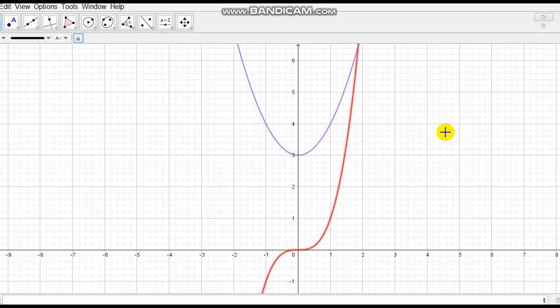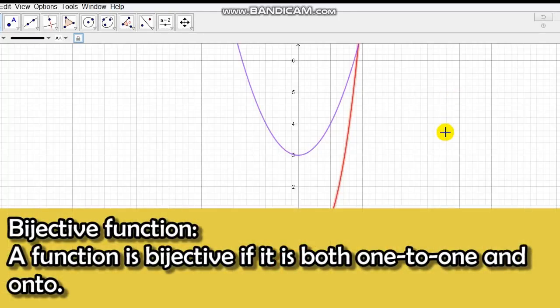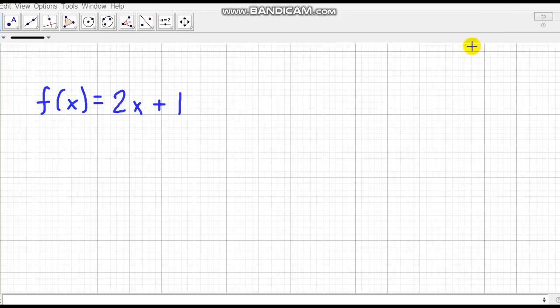Now, the third classification is bijective. We can say that a function is bijective if it is both one-to-one and onto. Now, let's check if this function is a one-to-one function and an onto function. So we have f of x is equal to 2x plus 1.